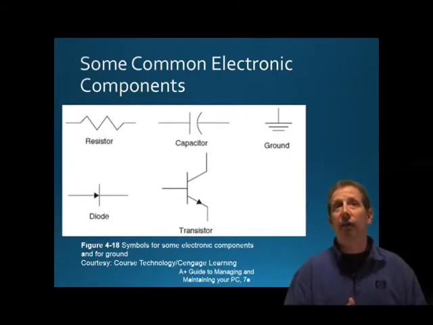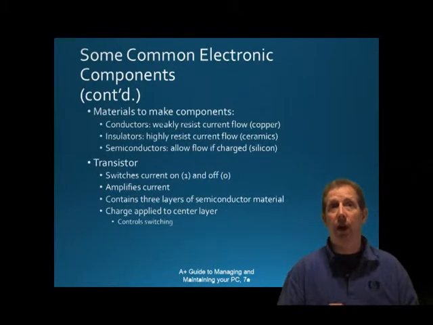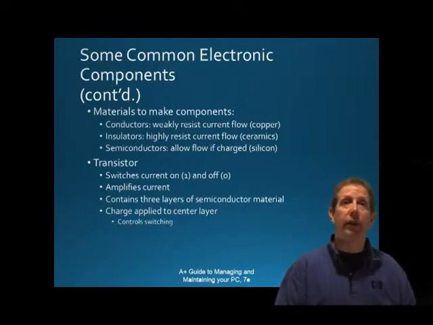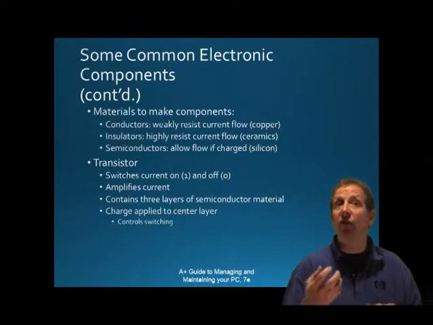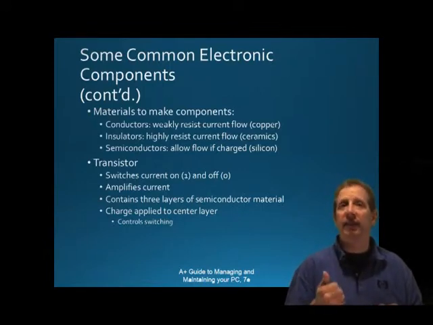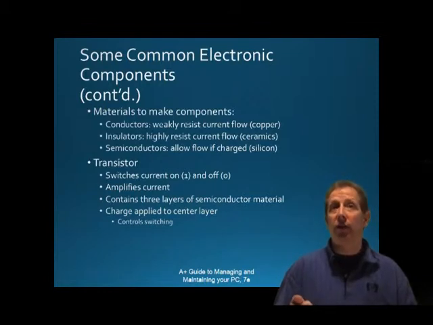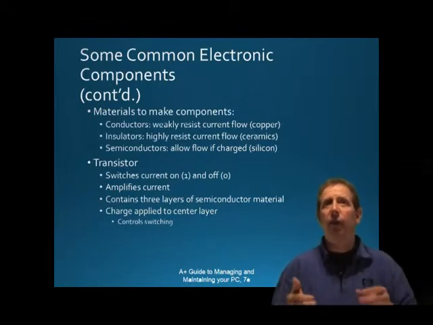To understand how these components are constructed, it helps to know that all materials used to make the components fall into one of three categories. Conductors: materials like gold or copper that easily conduct electricity. An insulator: material like glass or ceramic that resists the flow of electricity. A semiconductor: material like silicon, whose ability to conduct electricity when a charge is applied falls between that of a conductor and an insulator.